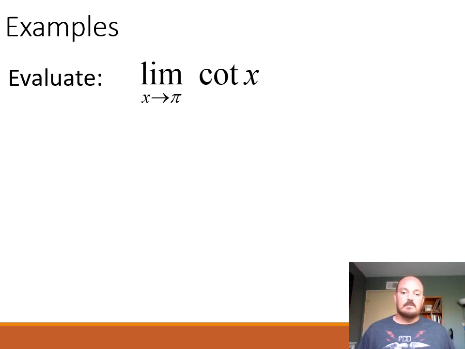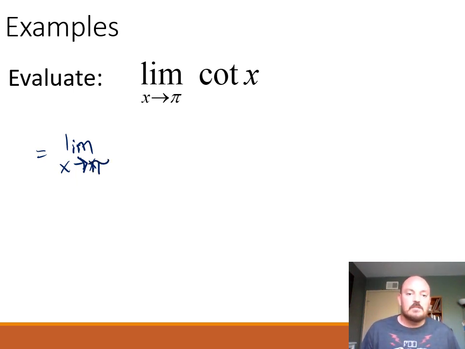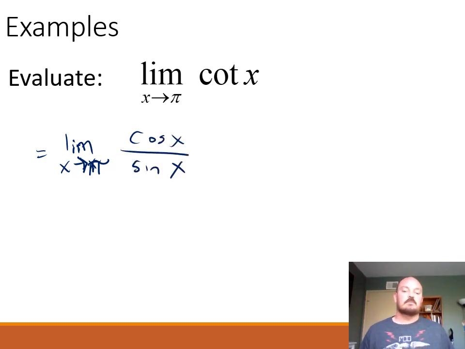Let's try the limit as x approaches pi of cotangent x instead of sine x. Now, when you get one of these trig functions, if you get a secant or a cosecant or a tangent or a cotangent, you probably want to take a second and rewrite it in terms of sine and cosine so we can see if we can answer it on the unit circle. So we have the limit as x approaching pi of, and cotangent x is cosine x over sine x.